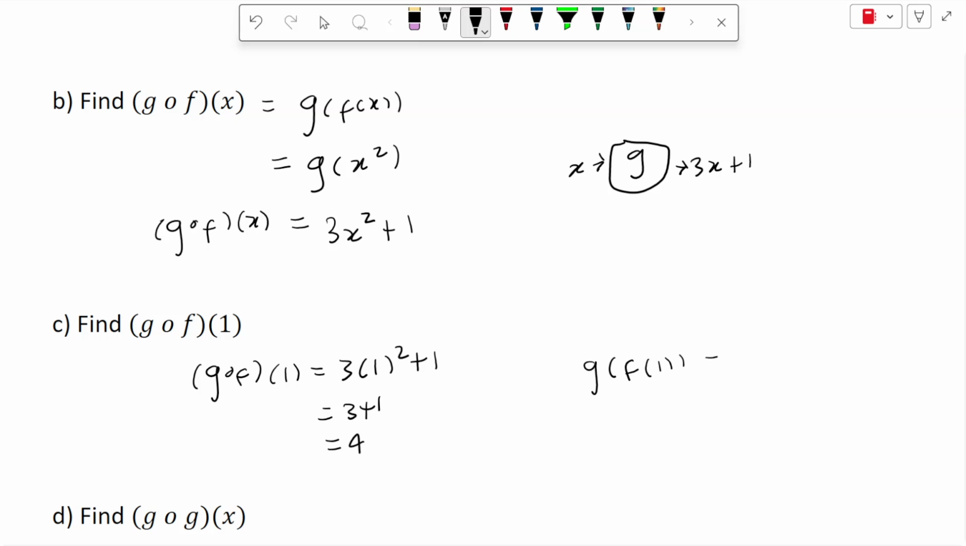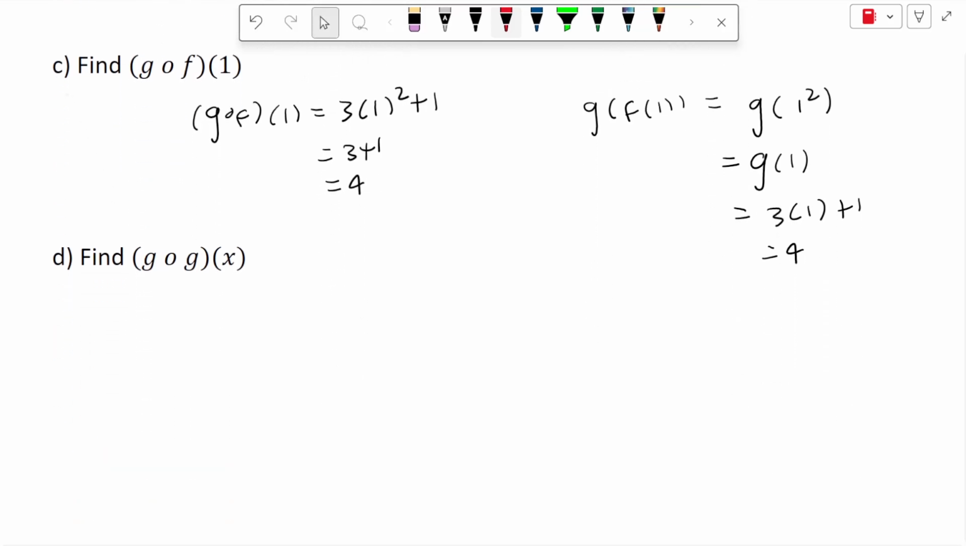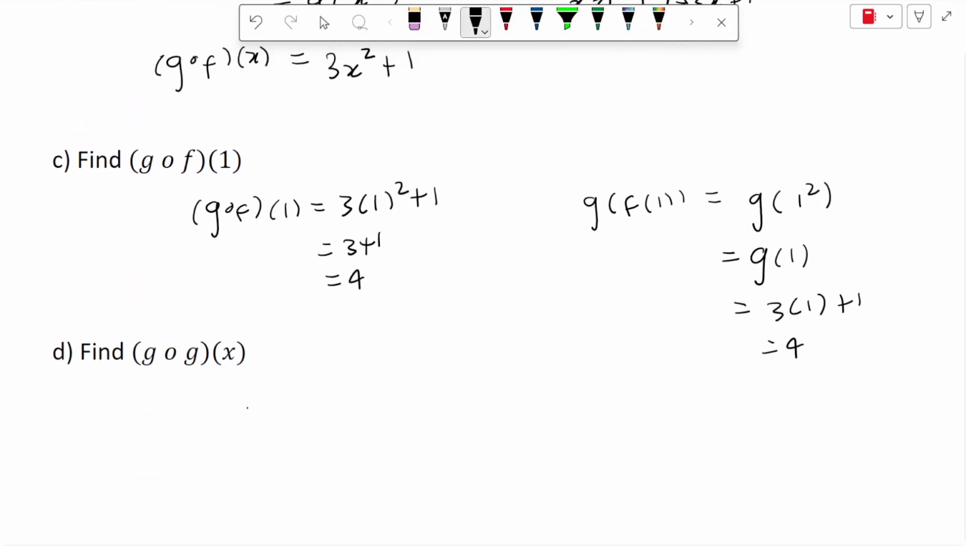is you can actually work out f of 1 first. So that's going to give you 1 squared. So that is just g of 1. And then you're going to get 3 lots of 1 plus 1, which again is 4. So you can work out the number first and plug it into g. But since we've already got what the function is, we can use that there as well, save a bit of time.